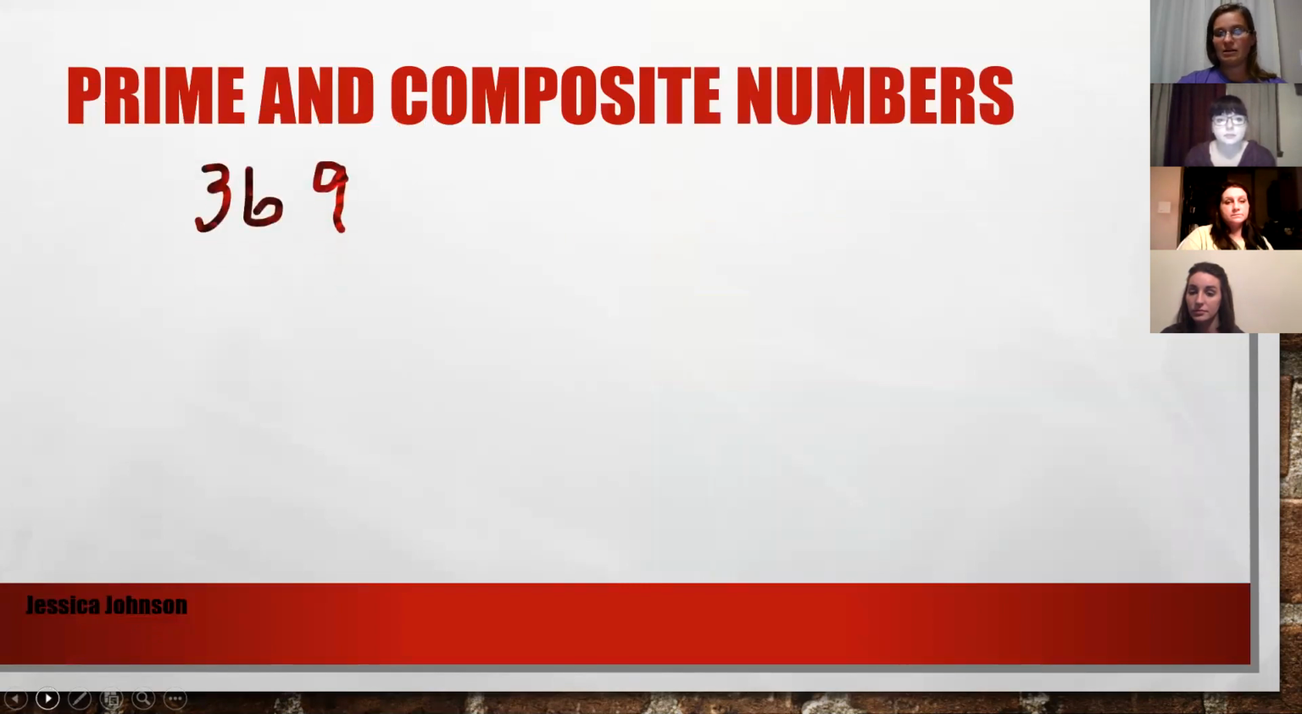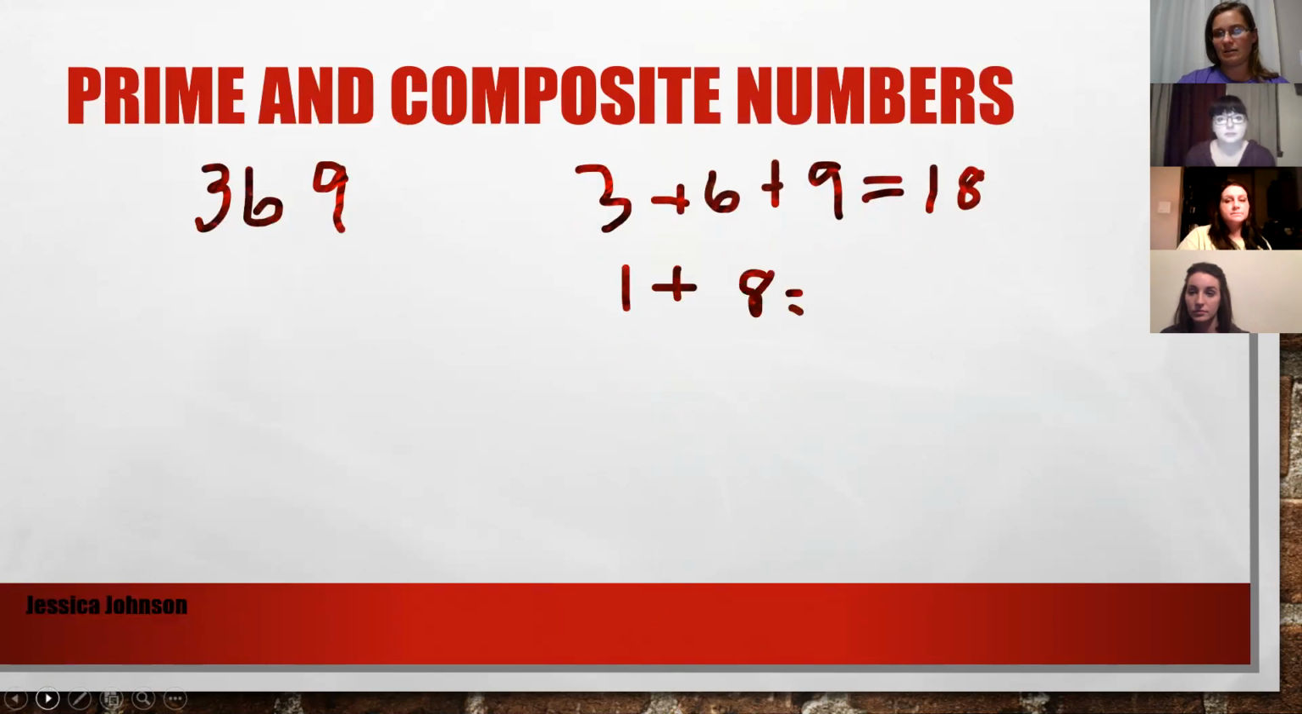Let's practice. Alicia, let's factor out 369. Where would you start? I would start with the threes test because 3, 6, and 9 are all factors of 3. Okay, let's start with the threes test. Add 3, 6, and 9 together, and what do you get? 18. What if you're still not sure? You can add 1 and 8 together, and what do you get? 9. Okay, so we know that our threes test works on 369.